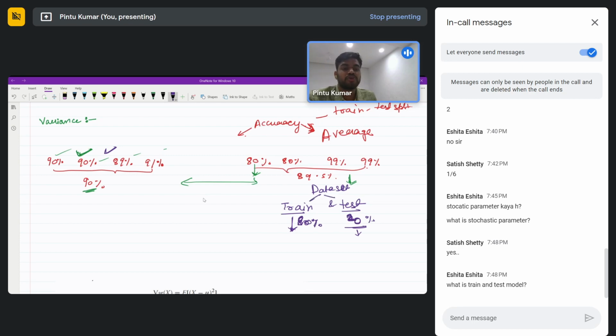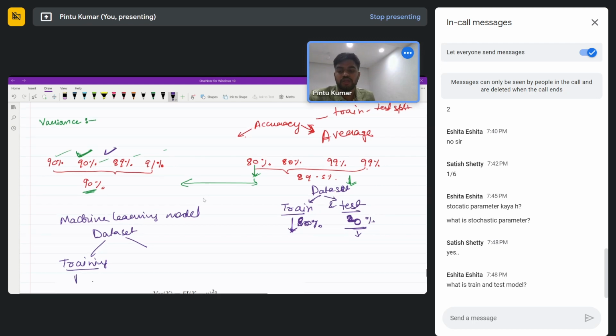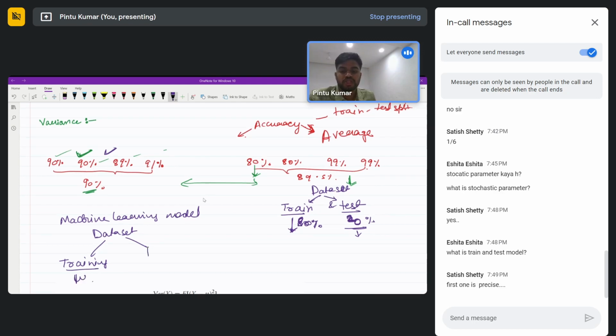I'm not sure how well versed you are with machine learning models, but when you start your machine learning model, what you do is you split whatever data set is available with you into two parts. One of them you use for training, and based on whatever parameters you obtain after training, you use the second part for your testing purpose. Okay.